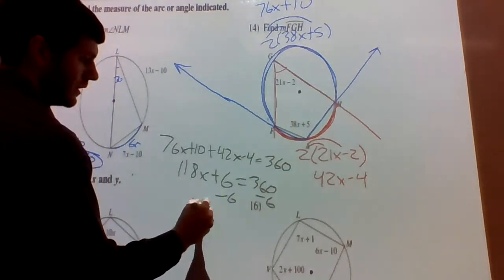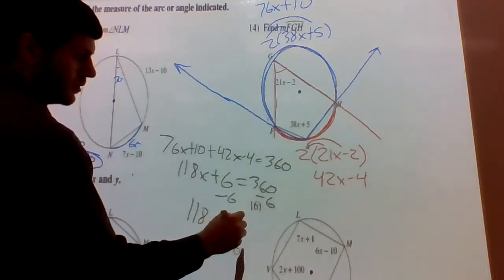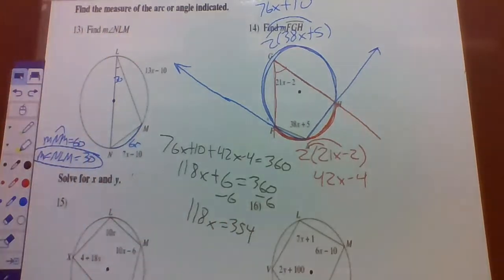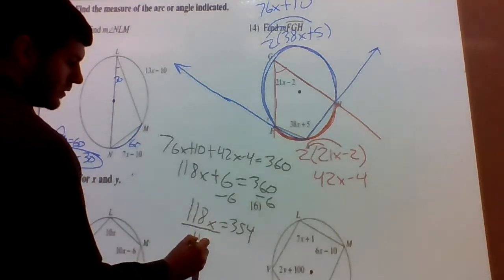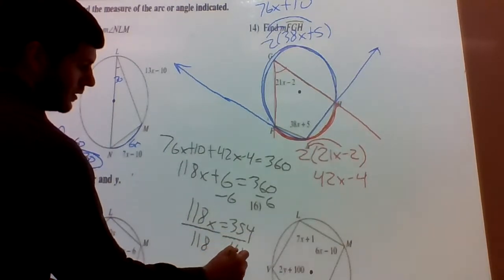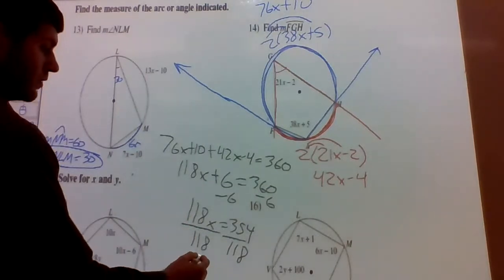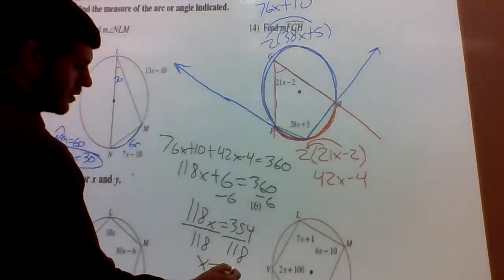So 118x equals 354. And that's probably 3. So divide by 118. 18 goes into 54 3 times, and 100 goes into 300 3 times. So we know that x equals 3.